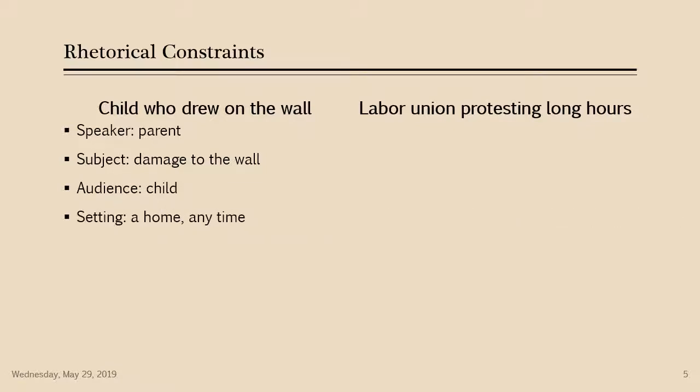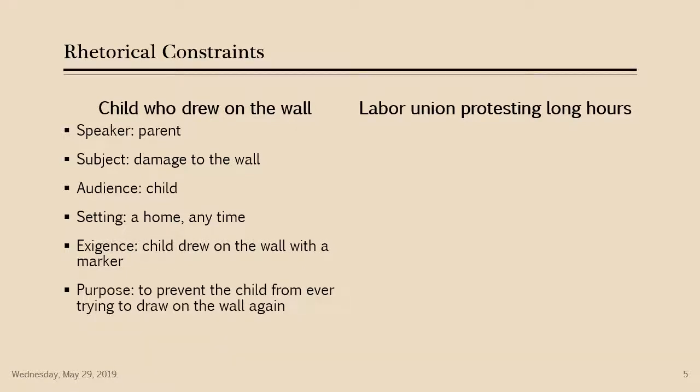In our first situation, the speaker would be a parent. The subject would be the damage done to the wall. The audience would be the child that did the damage. The setting would be a home, any time period. It really doesn't matter. The exigence of this situation would be that the child drew on the wall, and the purpose would be to prevent the child from ever trying to draw on the wall again.